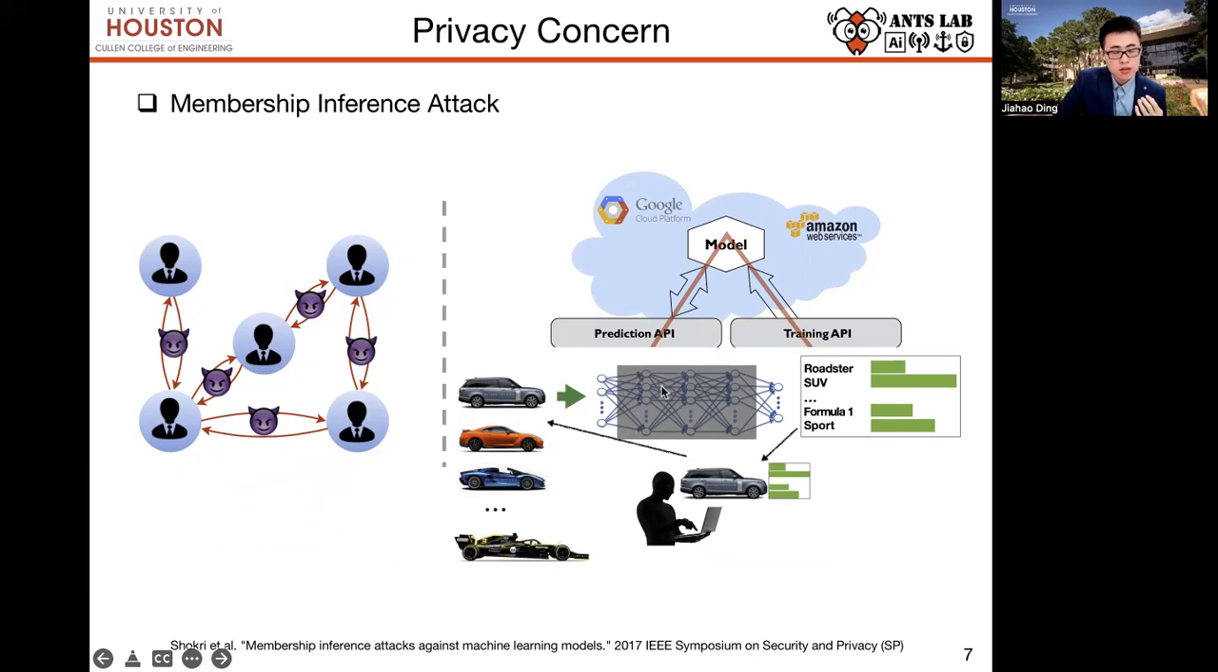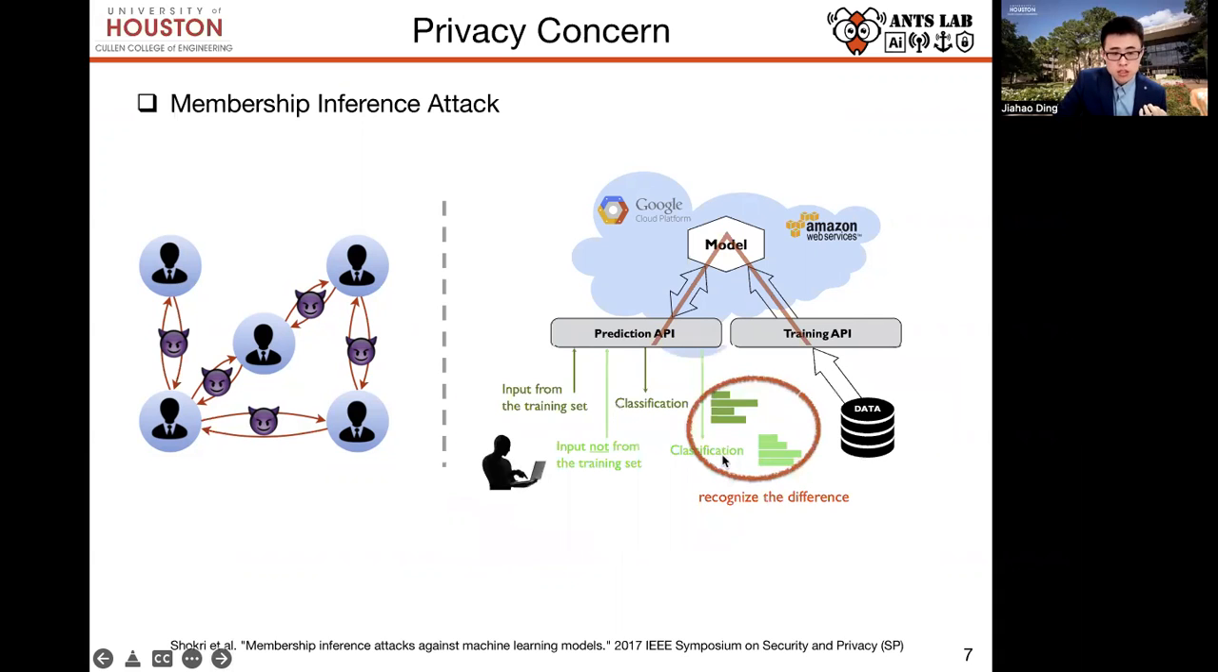And we import this figure into the model, and we get the possible prediction distribution, right? We can see the SUV is here, so the model can predict that this car type is a SUV. Since the output distribution is different regardless of the input, whether the input is from train data or not from train data, the attacker tries to recognize this difference through a binary classification.